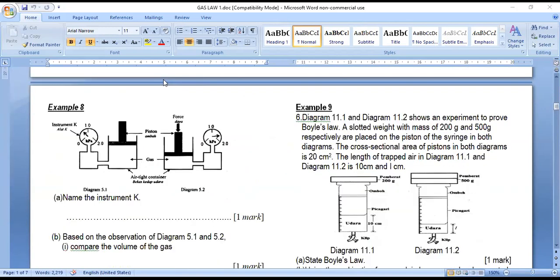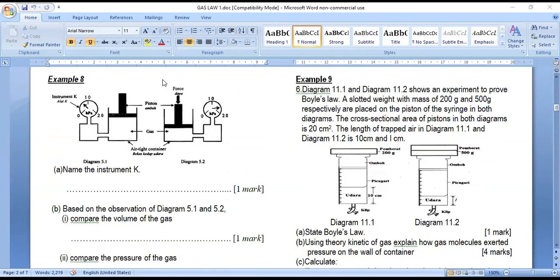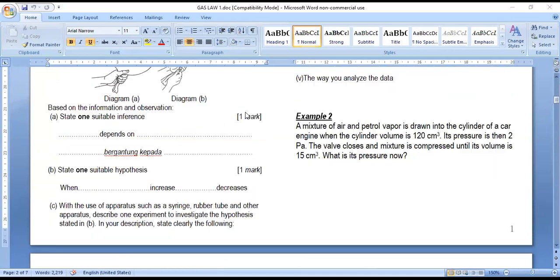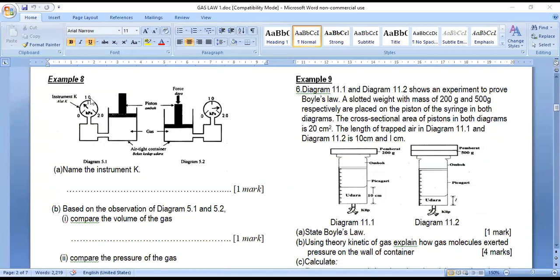Next, an example of a structured question. The diagram shows this experiment. They ask you to name instrument K. K is a Bourdon gauge. Now compare the volume of gas. We can see that the volume of gas here is smaller, here is bigger. So the volume of gas in diagram 5.1 is greater than diagram 5.2.